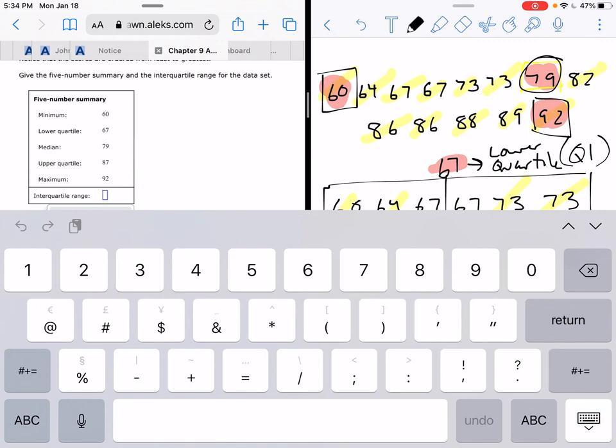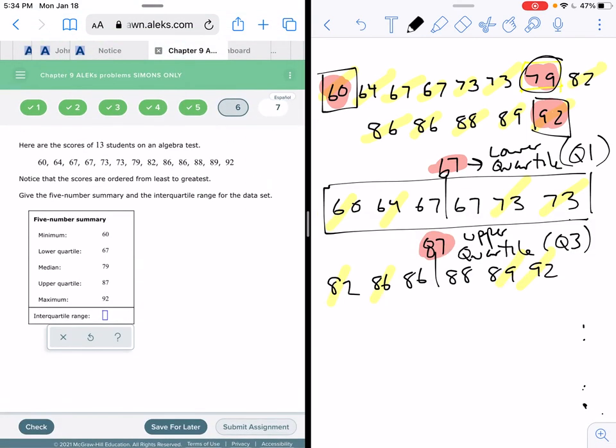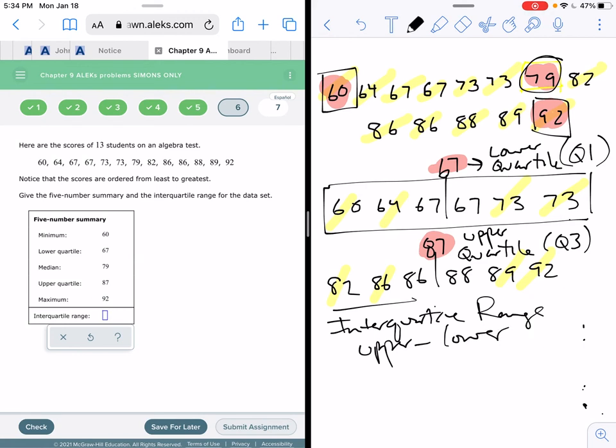And then this last thing they're asking for, interquartile range. So the interquartile range is simply what you get when you subtract the upper and the lower. So it's the upper minus the lower. All right, so the upper quartile is 87, and your lower quartile is 67. And so 87 minus 67 is 20.